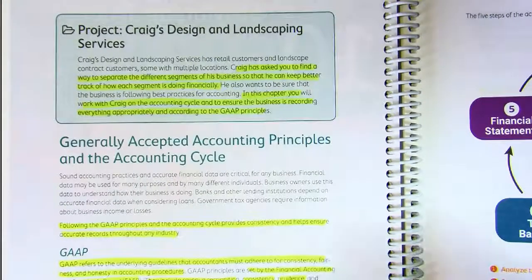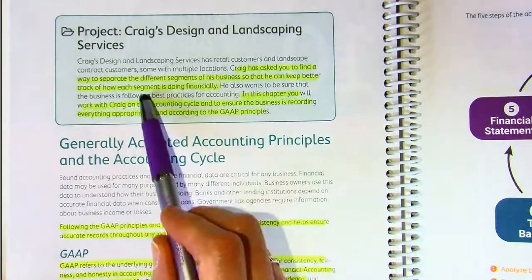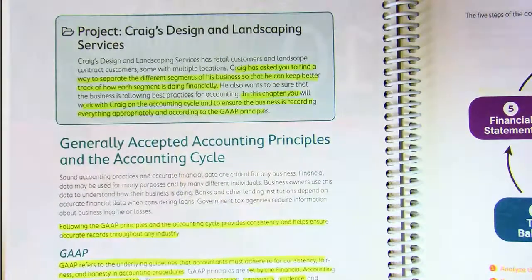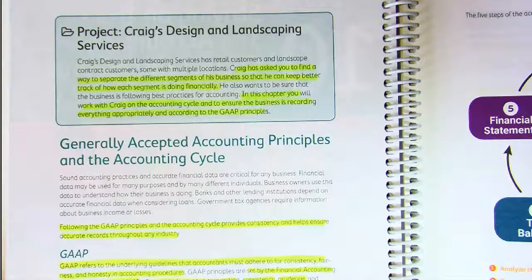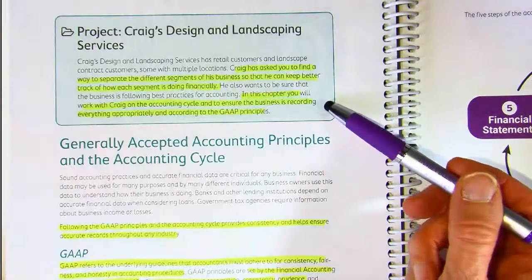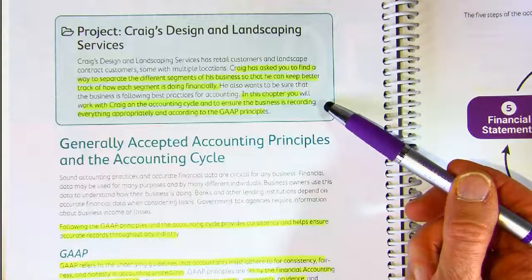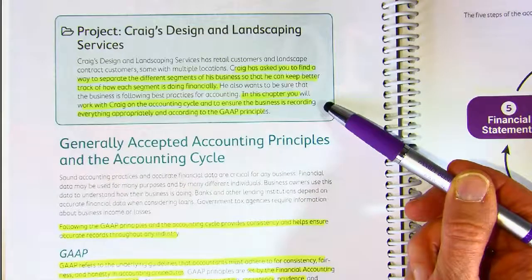In this chapter, Craig has asked you to find a way to separate the different segments of his business so that he can keep better track of how each segment is doing financially. He also wants to be sure that the business is following best practices for accounting. So in this chapter, you'll work with Craig on the accounting cycle and to ensure that the business is recording everything appropriately and according to the generally accepted accounting principles.